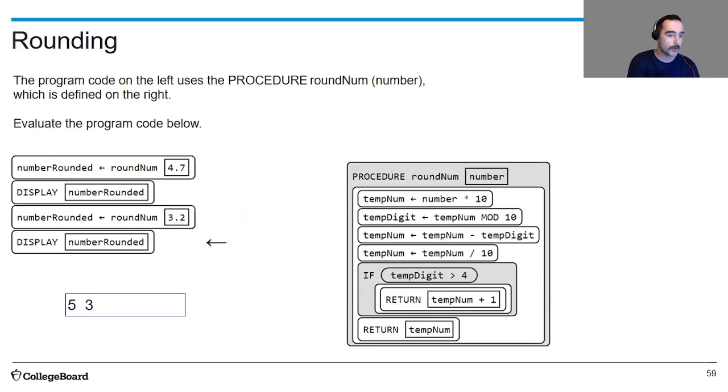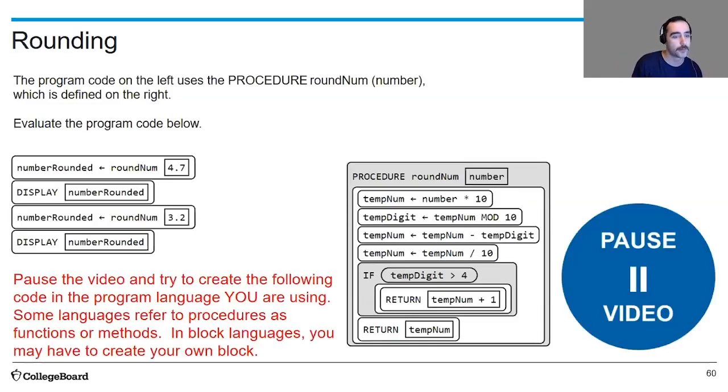So I hope you were able to take the code on the left and produce that on display 5 and then 3. And you understand how to work through, and as soon as it calls the procedure, go to the procedure, go through it, and then come back to the regular code. Okay? And so again, another idea I think you should do is take this and go back in whatever programming language you're using and see if you can't put this idea into use in your programming language.